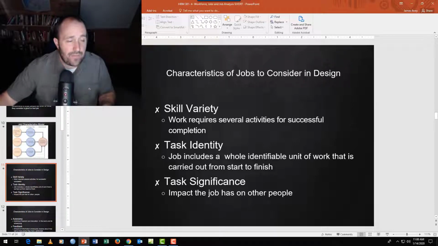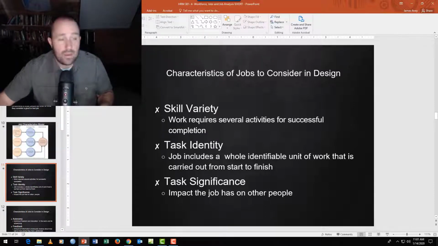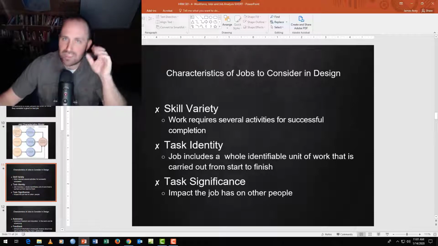Last one is task significance. Does it affect people? Does anybody actually know? Is anybody aware that it's even happening? To the extent that goes up, that's pretty cool. Task significance to me, to some extent, also has a public component.